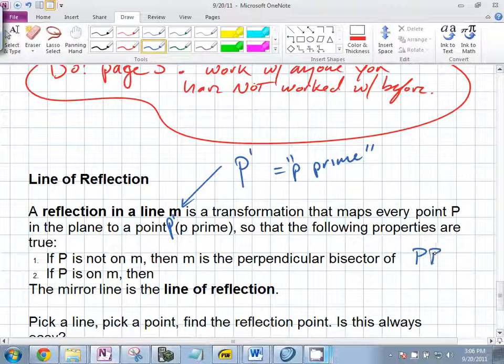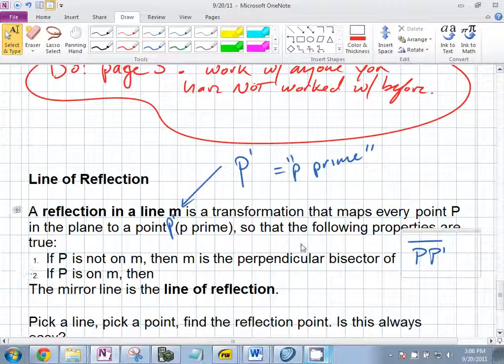And I'll draw this in a second. And if the point is on the line of reflection, is it going to go anywhere? No, because it's reflecting onto itself. Exactly. So what I mean by that perpendicular bisector is this.